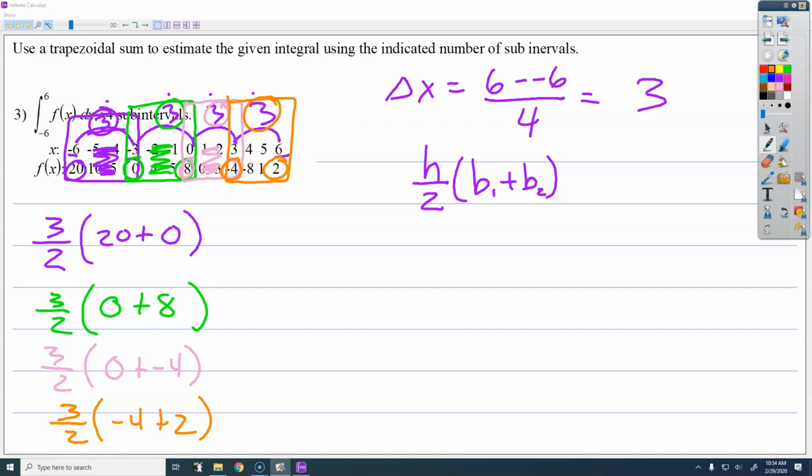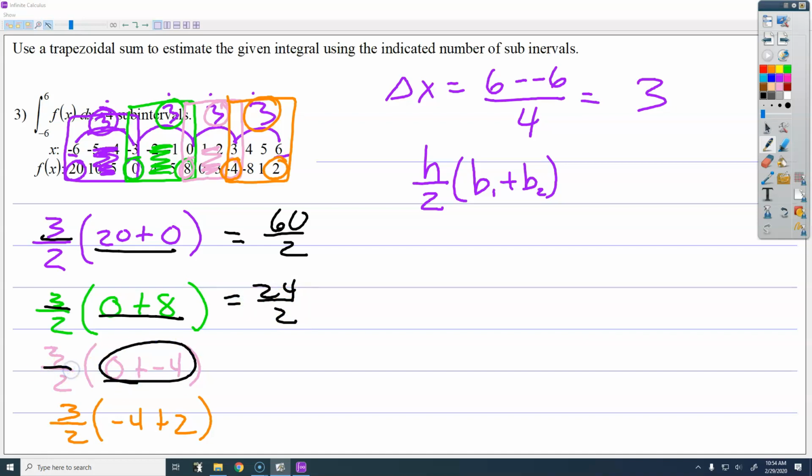Okay, and then we're going to go ahead and calculate all these. I like to leave them as fractions at first just in case we need common denominators, but let's go ahead and see what this comes to. So this is 20 times 3 will be 60 over 2. 8 times 3 is 24 over 2. -4 times 3 is -12 over 2. And then finally, -4 and 2 is -2 times 3 is -6 over 2. Now all of the numerators are even, so they're all going to reduce to nice simple numbers.